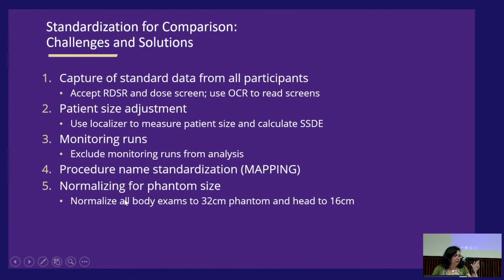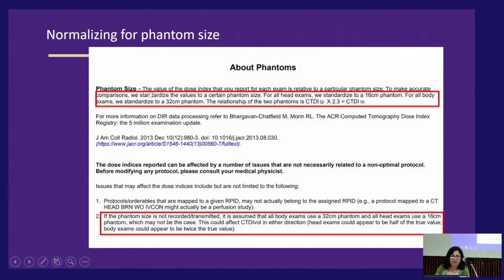This was a question you asked me yesterday: how do you know what phantom size? So ACR normalizes all body exams to a 32 centimeter phantom and head to 16 centimeters. I wanted to show this based on the conversation yesterday. When you get your report from the ACR, it tells you that for all head exams, we standardize to 16 centimeters, and for body, we standardize to 32. And the relationship between the two is approximately a factor of 2 or 2.3.